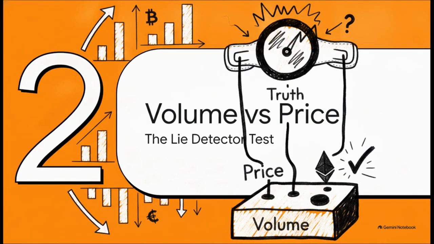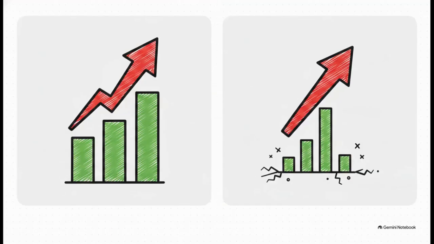Moving right along to Section 2, Volume versus Price. The lie detector test. Let's put two incredibly common scenarios side by side. In the first one, the price moves up and it's accompanied by high volume. This right here, this is the truth. That high volume confirms real buyers are stepping up, they're putting their capital on the line, and they're driving the price higher with genuine conviction.